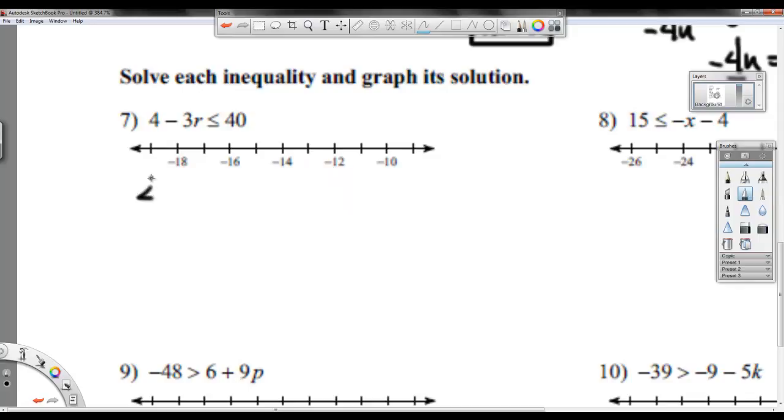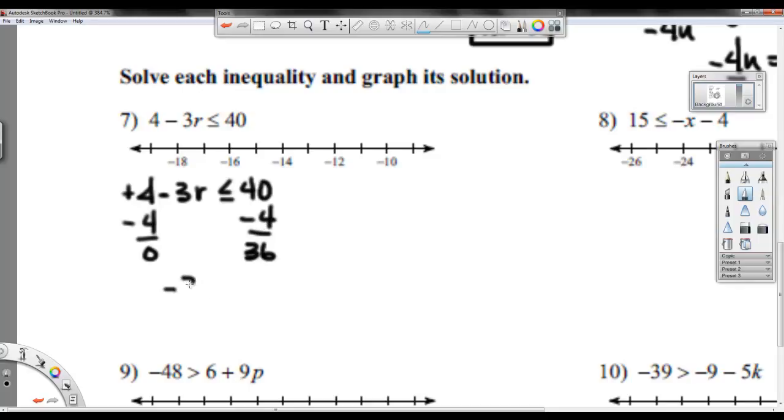So I've got 4 subtract 3r is less than or equal to 40. You treat this just like an equation. I want to keep the variable on the side that it's already on, so I'm going to subtract 4 from each side. That's a positive 4. I'm just going to keep the 4 and do the negative side of it, so that goes to 0. This becomes 36. 40 minus 4 is 36.